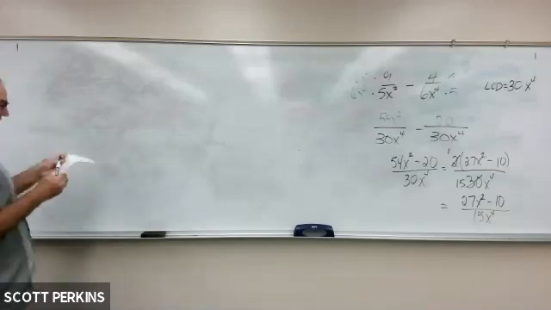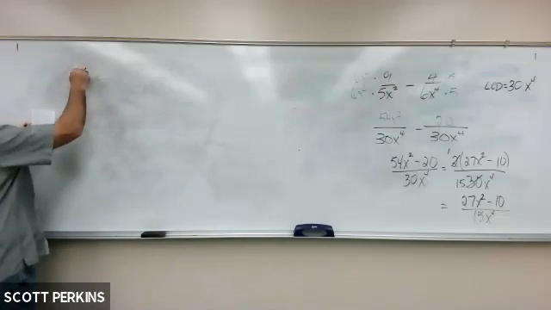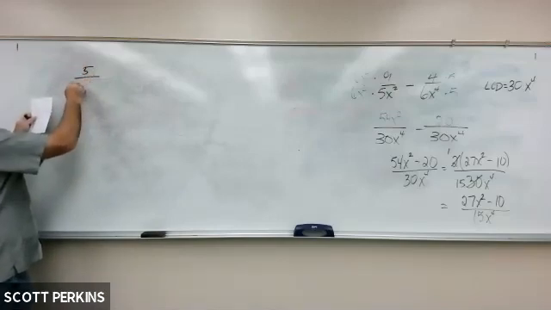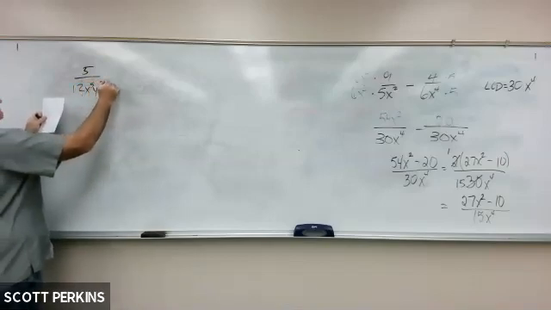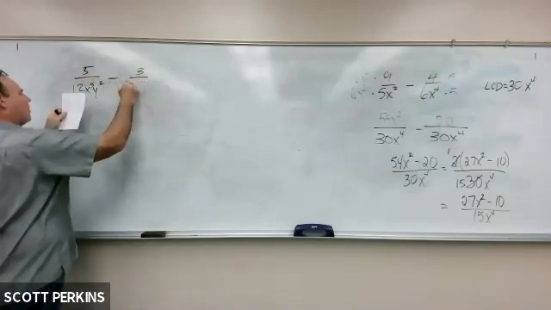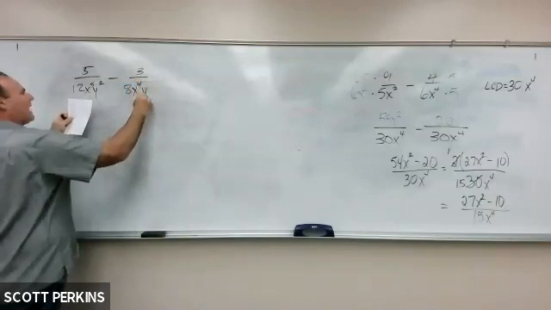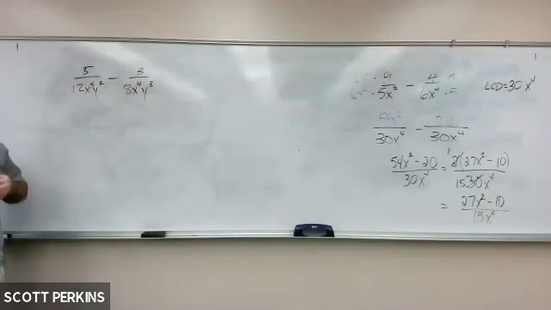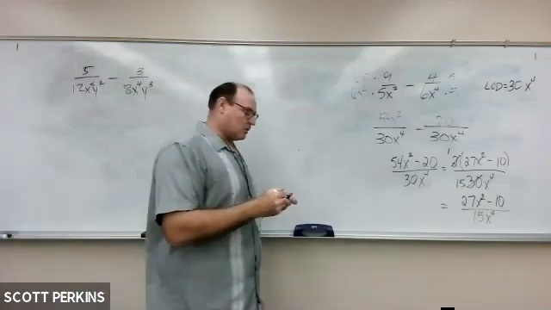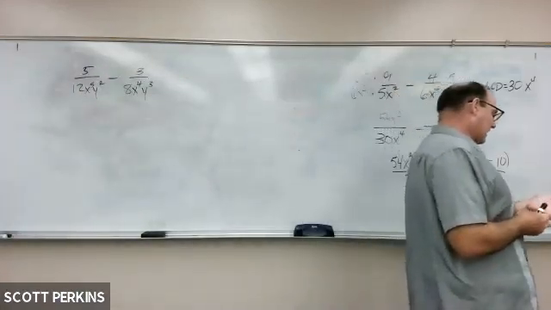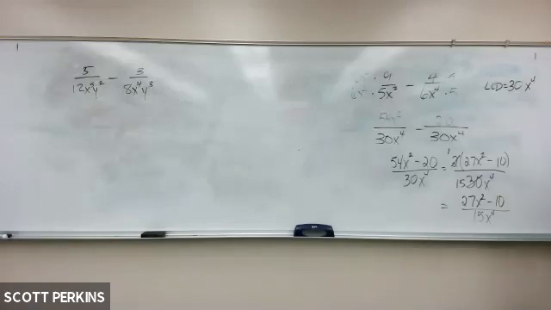And here's what you're going to do for me. You're going to do 5 over 12x to the fifth y squared minus 3 over 8x to the fourth y to the third. So I'm going to give you a moment to see how much of the common denominator you can sort out, and then I will help you.